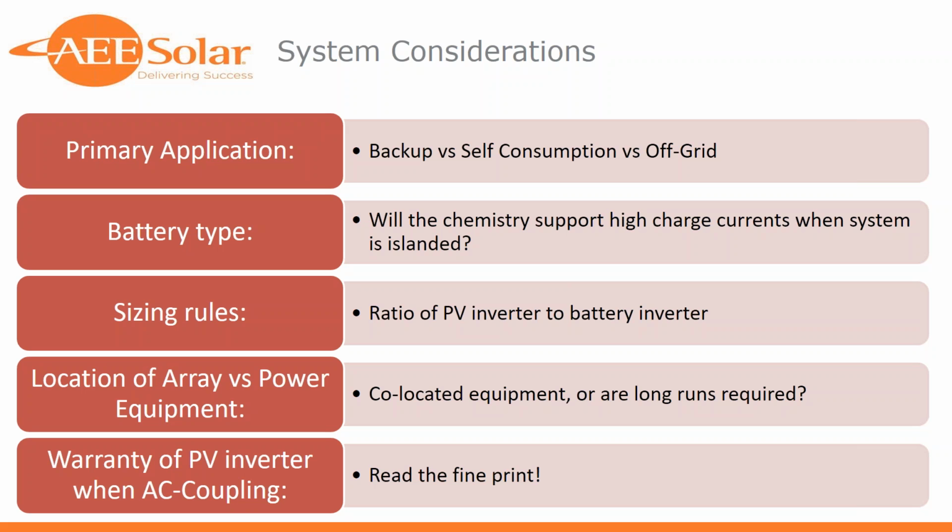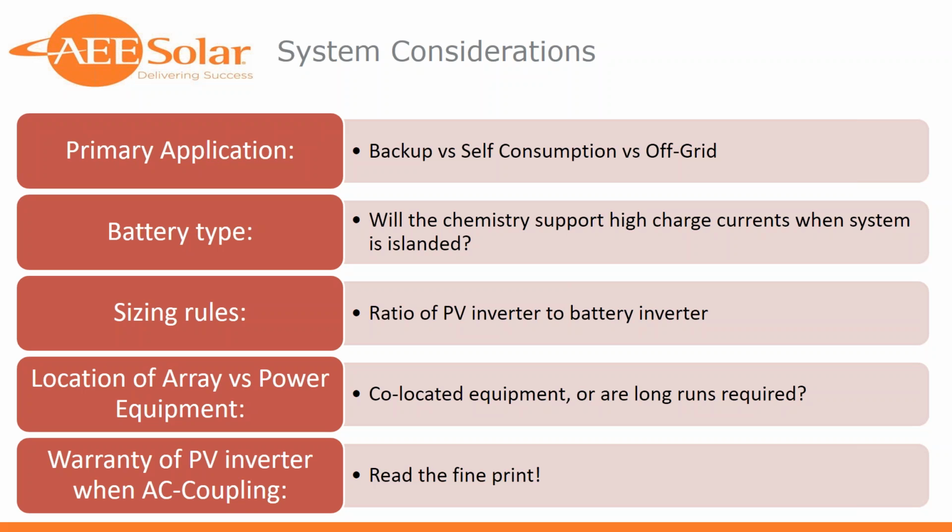But in a pure off-grid situation, in my opinion, you're going to want to take AC coupling off the table. Self-consumption, meaning a lot of concurrent use, or maybe not concurrent, but daily cycling, backup. Those are things that are going to help you determine not only AC versus DC coupling, but also what type of storage you're using. Battery type. Will the chemistry support high charge currents when the system is islanded? Some batteries are more agreeable to that than others.